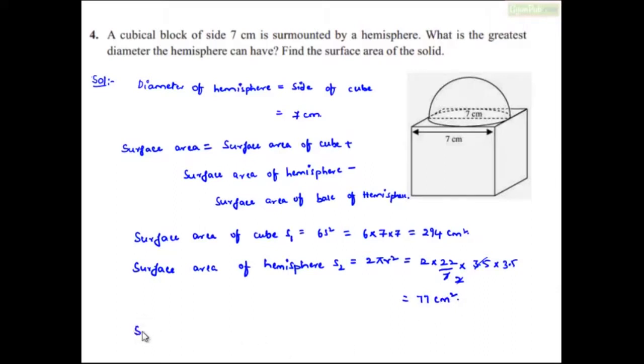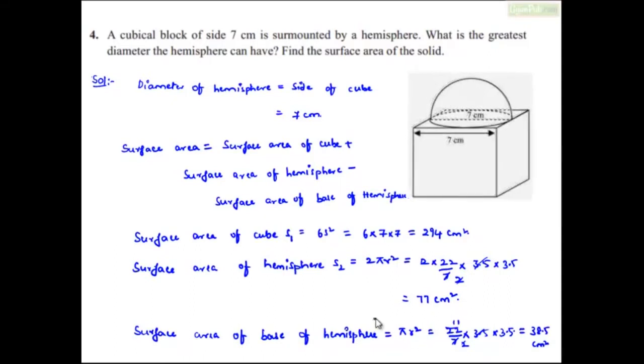And now surface area of base of hemisphere is equal to pi r square, which is equal to 22 by 7 into r square. Here it is 3.5 into 3.5. Here 3.5 goes in 7 2 times and 2 goes in 22 11 times. So that is 11 times 3.5 is 38.5 centimeter square. Let it be as S3.